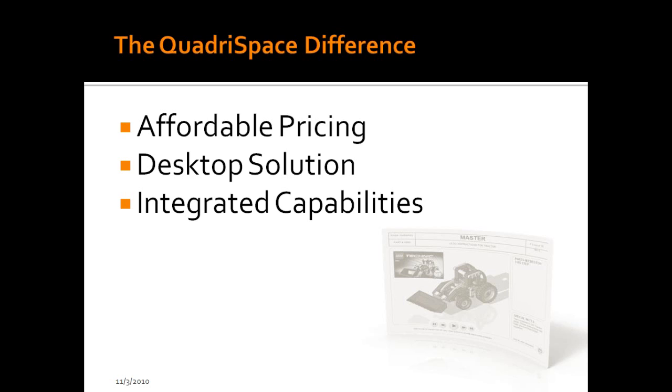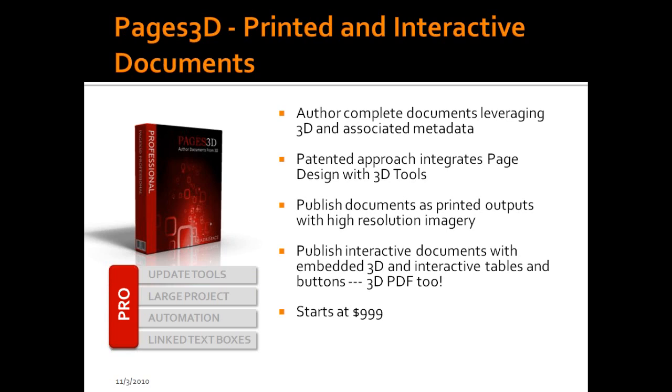And then integrated capabilities, which means that you have everything you need to get your job done in a single software. So you're not going to have to jump between different packages to get from that 3D. You're going to load a solid assembly or something, for example, directly, and you're going to result in either a document or just the illustrations if that's what you're looking for. So today, the highlight is on this product, Pages3D, and like we mentioned, we're going to make both printed and interactive documents during our demo.